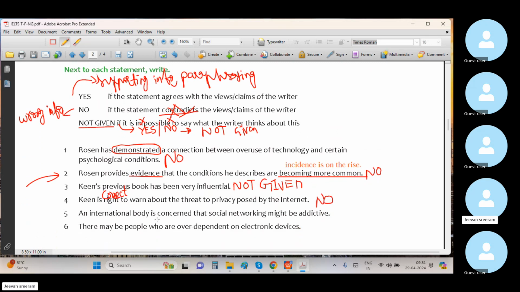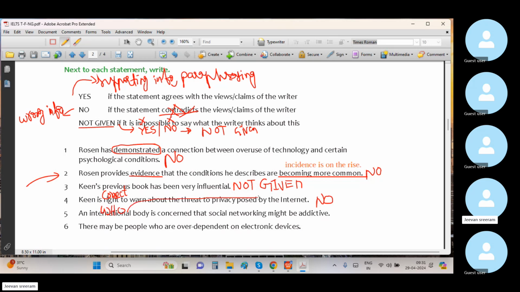Next, an international body is concerned that social networking might be addictive. So you have to check what that international body is in the passage, and also check whether the same international body is really concerned about social networking being addictive. I think not given, sir. Yes, the international body mentioned in the passage is WHO, right?